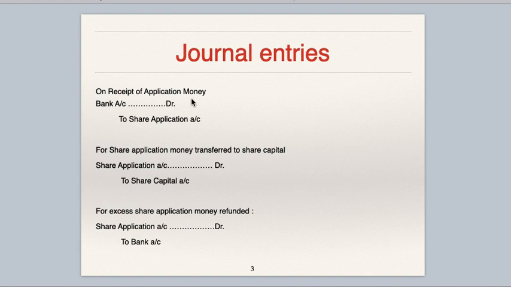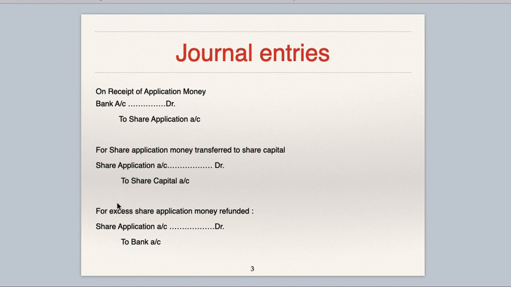On receipt of application money, journal entry is bank account debit to share application account, and this share application money gets transferred to share capital account by journal entry share application account debit to share capital account. Share application 1 debit 1 credit, so net effect is bank account debit to share capital account.